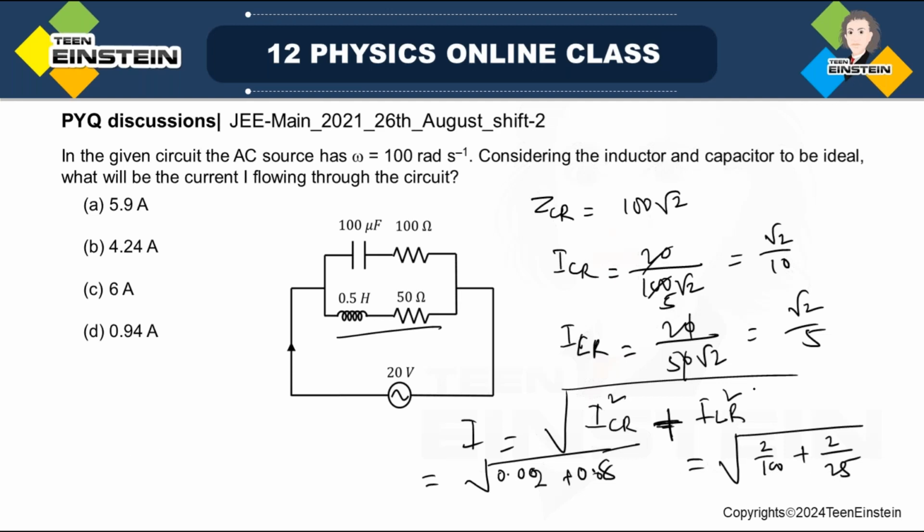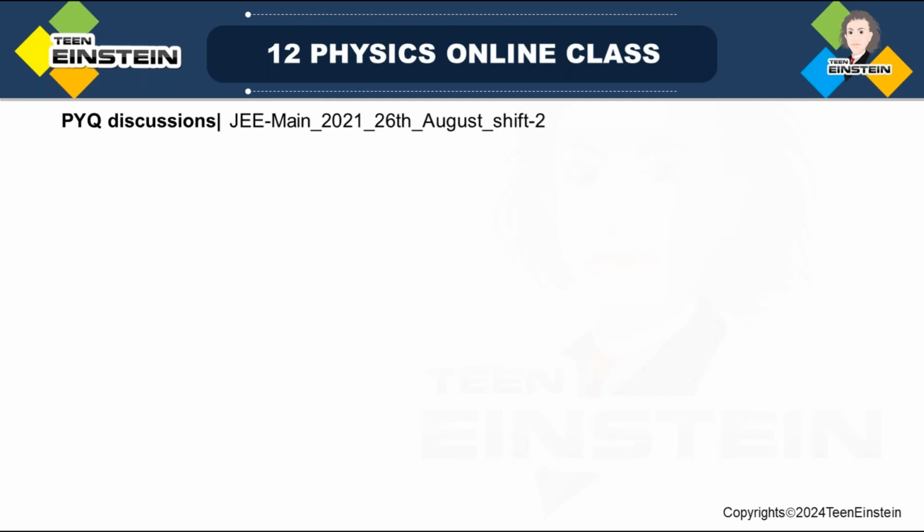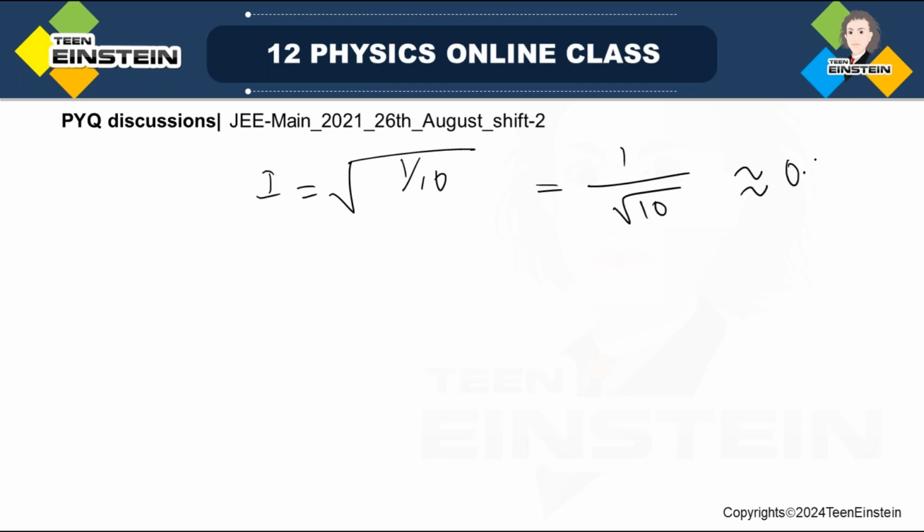0.1 will be 1/10. Okay, so 1/10, that means 1/√10. This will be nearly 0.316. That means 0.32 maybe. Okay, so this will be the answer actually.